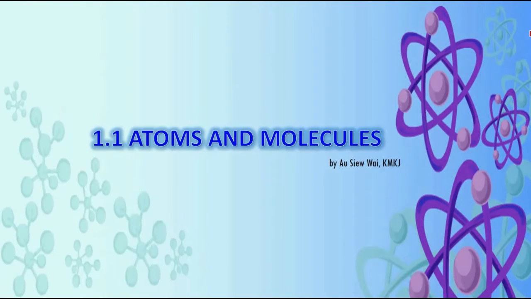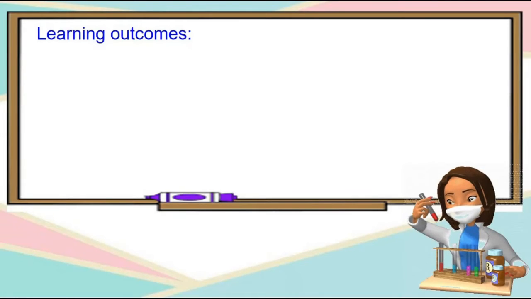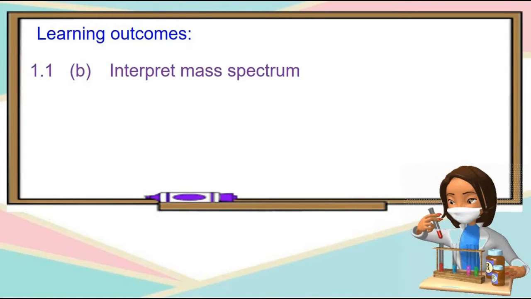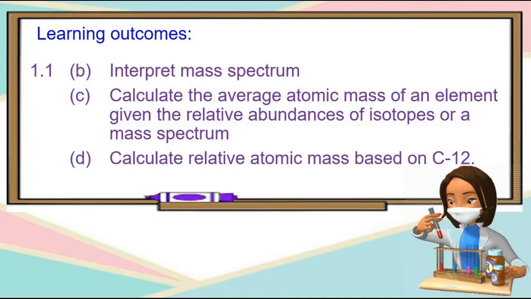1.1 Atoms and Molecules. Learning Outcomes. 1.1b Interpret mass spectrum. C. Calculate the average atomic mass of an element given the relative abundances of isotopes or a mass spectrum. D. Calculate relative atomic mass based on carbon-12.